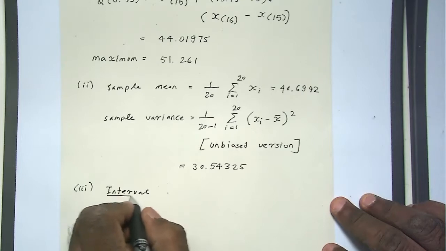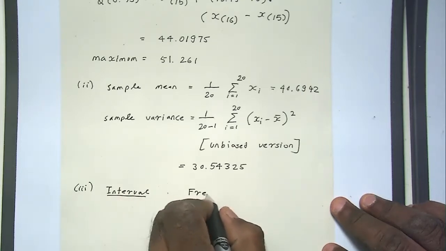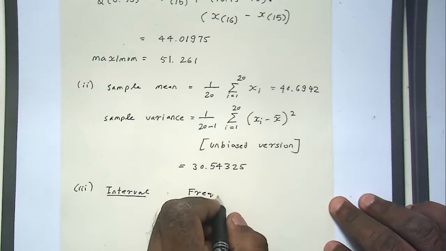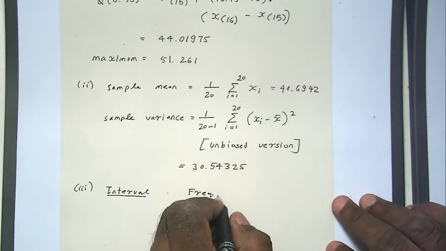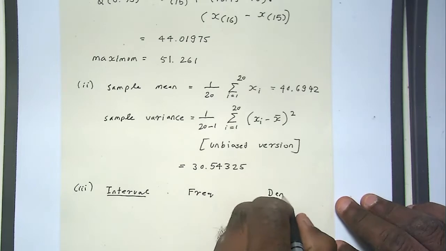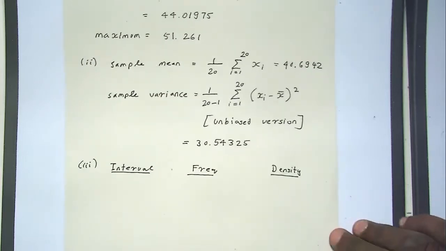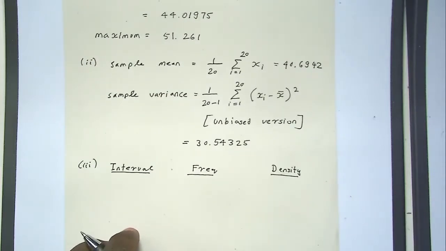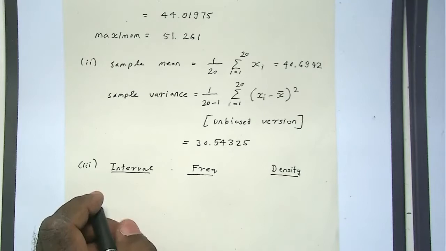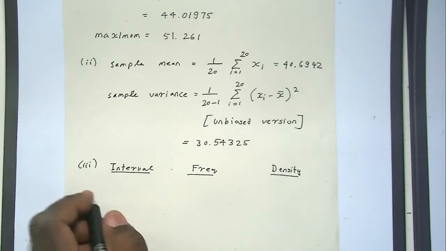You have a column called interval. You will have a column called frequency. And then you have a column called density or relative density. Okay. So the first column breaks up the interval from 25 to 40 into widths of 5.